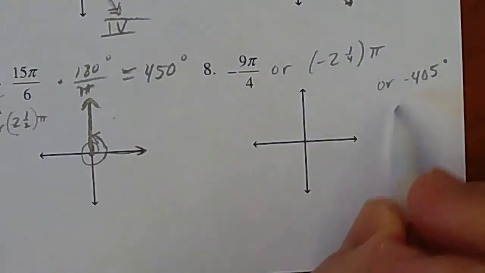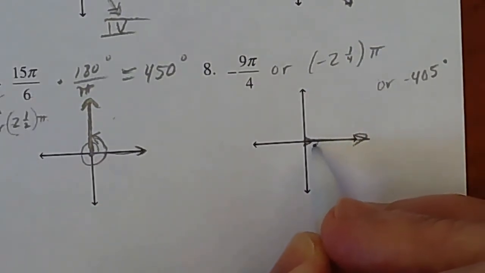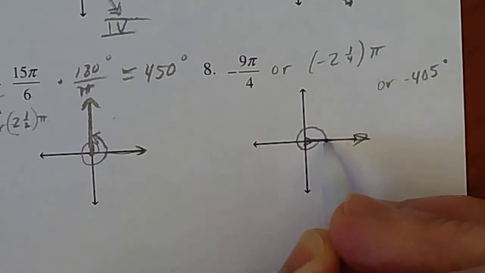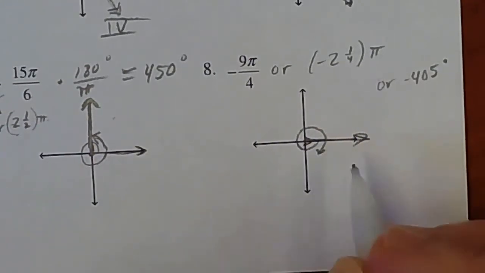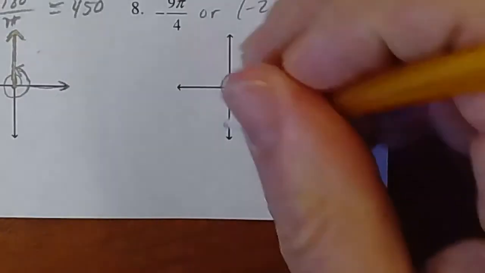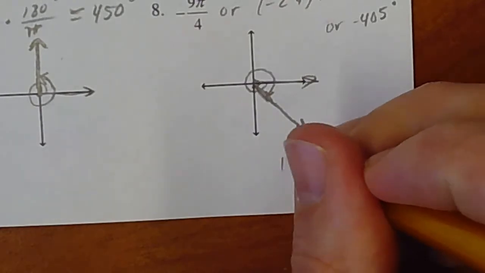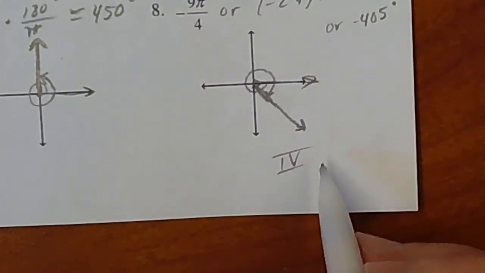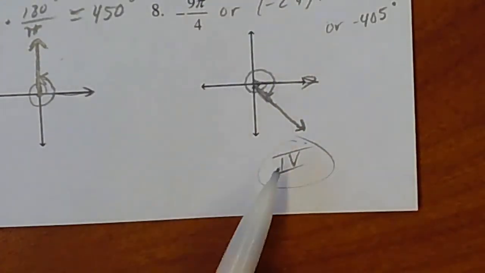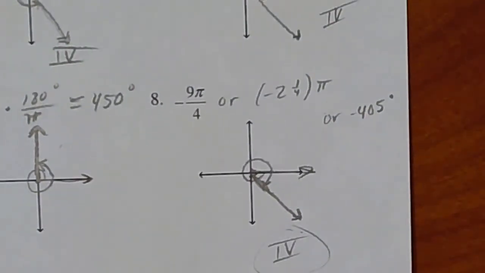All right, and number 8, negative 2 1/4 or negative 405. So now it's negative. Starting here, we rotate clockwise, negative 360, and then I've got another 45 more degrees. So just split this quadrant in half, and it lies here in the 4th quadrant. Those are actually coterminal angles. When they land at the same spot, we call them coterminal, which is something we'll save for tomorrow because it's taken a while already.